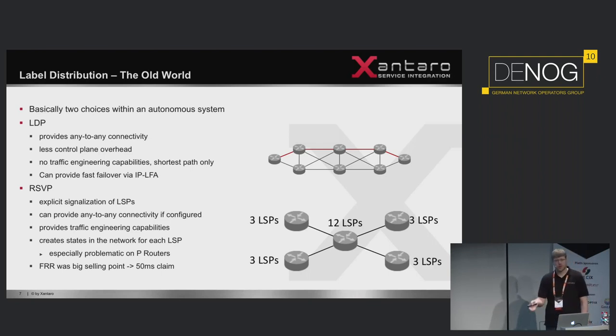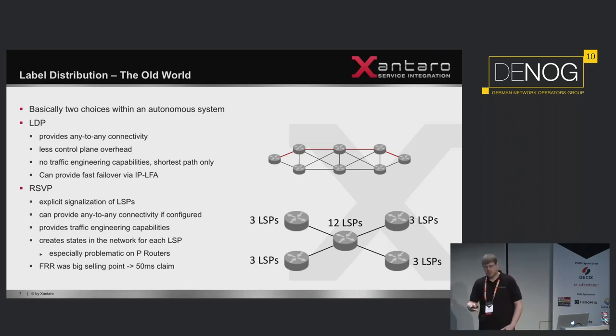It will always follow the shortest path that your IGP, like IS-IS or OSPF, has pre-generated for you. It can provide stuff like fast failover, so the famous sub-50 millisecond failover scenarios by using IP loop-free alternate, which is more or less a function of your IGP and not a function of LDP. So it's the pretty standard way of doing label distribution if you don't need any traffic engineering.